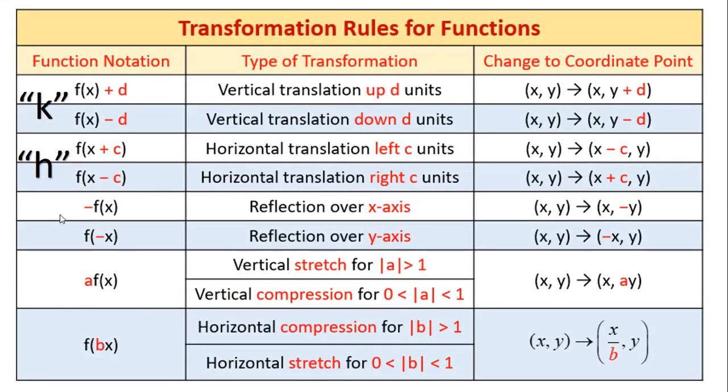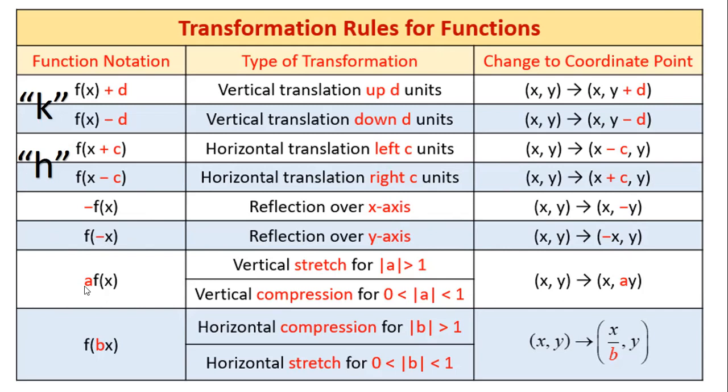Here are our reflections. If it's a negative on the outside of the function, it's a reflection over the x-axis. That's because you're multiplying your y's by a negative. If it's a negative on the inside with x, that means you're reflecting over the y-axis, and that means you're changing all of your x's.